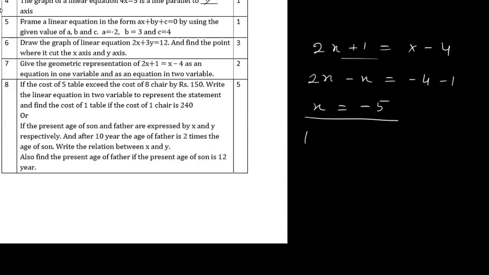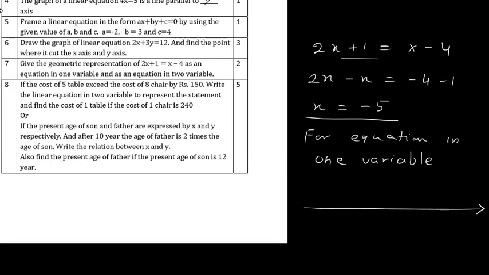So for equation in one variable, what we do? We draw a number line like this, and on this number line, as we have to represent x is equals to minus 5, so let us take origin here. On right side we have 1, 2 like that, on left side we have minus 1, this is 0, origin, minus 1, minus 2, minus 3, minus 4 and minus 5.